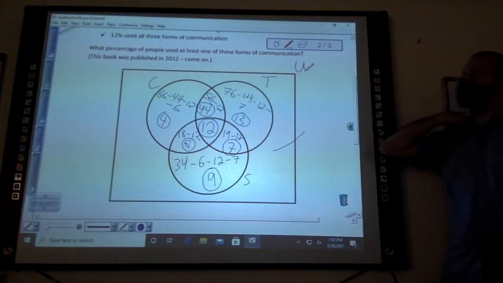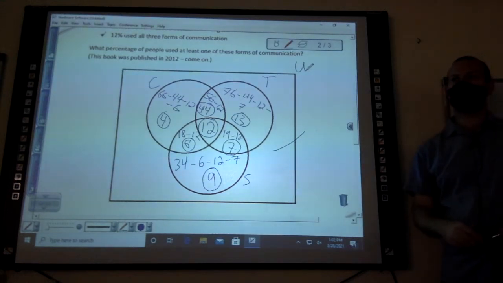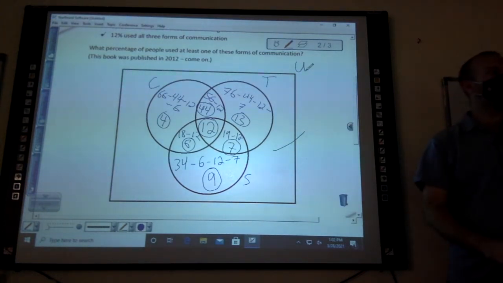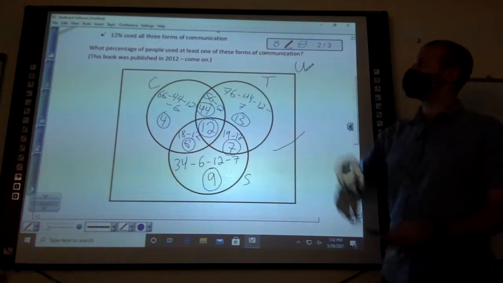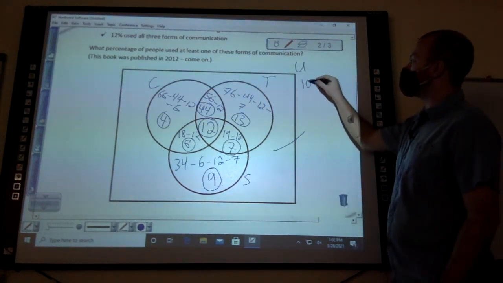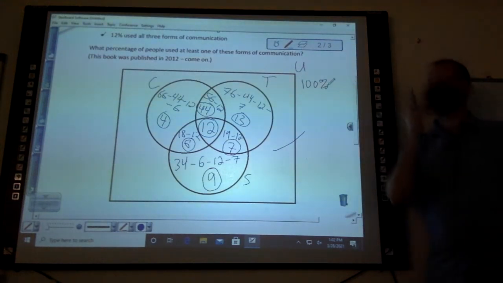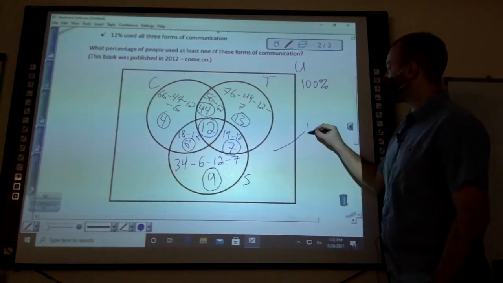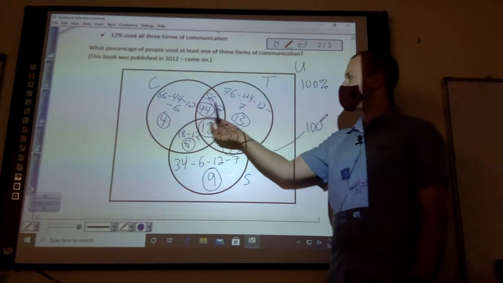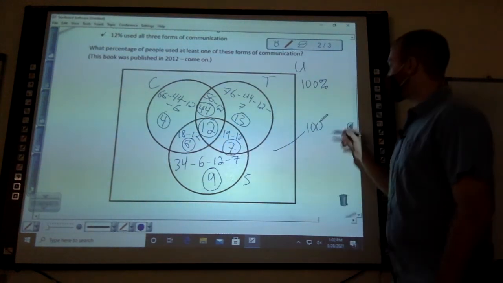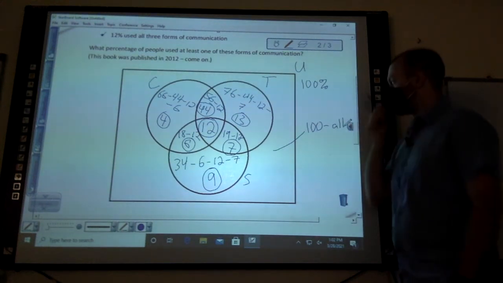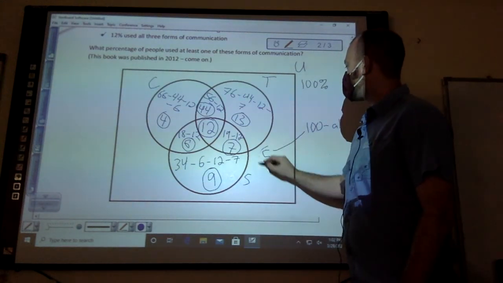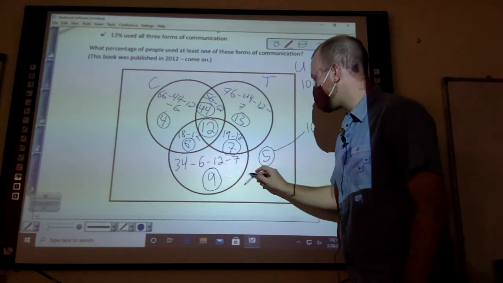what should my universal set be? What should the total be? Yeah. So it's because we're dealing with percentages, right? So the total has to be 100%. Yeah, exactly. So 100 minus all of this. So 100 minus 4 minus 44 minus 13 minus 12 and so on, minus all of those. So I'm just going to say minus all for the sake of writing it out. So this gives us 5, not to be confused here with the S.